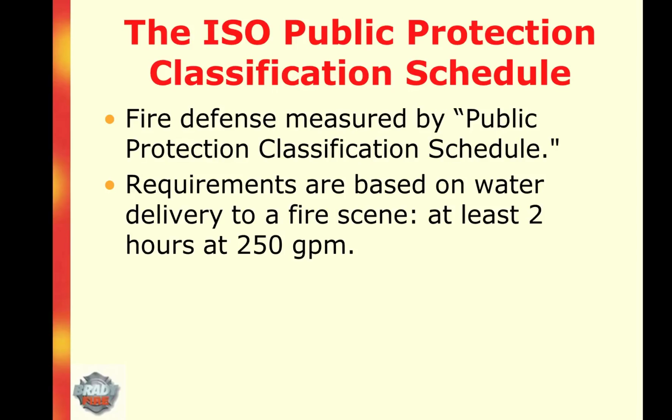The ISO requirements are minimally based on water delivery to a fire scene at a rate of at least 250 GPM for at least 2 hours. Insurance companies use this information in establishing fire insurance rates that the homeowner or business will pay in their premiums. ISO rates community fire defenses by Class 1 through 10, with Class 1 being the best rating and Class 10 being considered unprotected. The classes are based on evaluation of the community's fire department, fire alarm communication center, and water distribution systems.